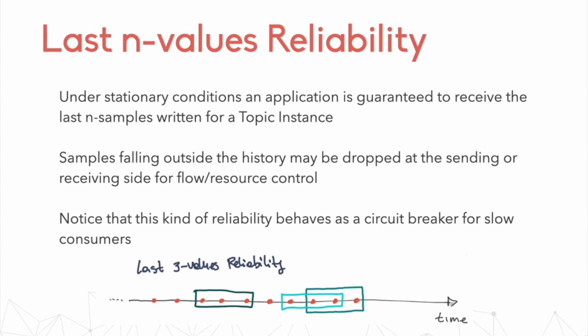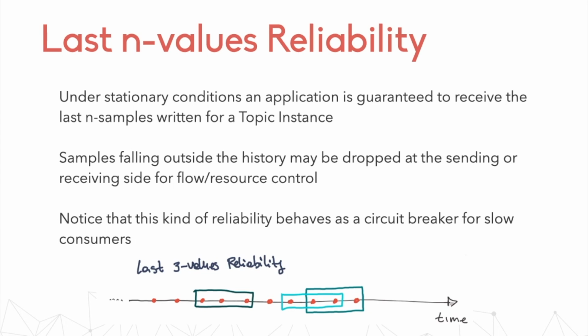Samples that fall outside of the history might be dropped on the sending or on the receiving side for flow control. It's important to understand this kind of reliability because if you're building real-time systems that have to behave properly under temporary asymmetry, you want this kind of behavior. Some of you might have heard about the circuit breaker pattern for slow consumers, and that's actually what this implements.